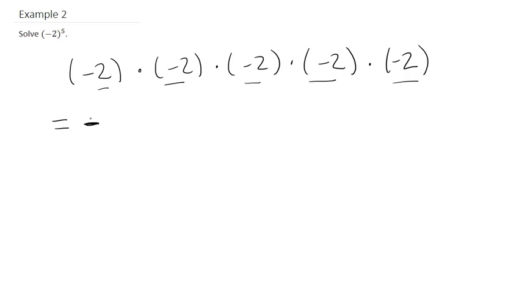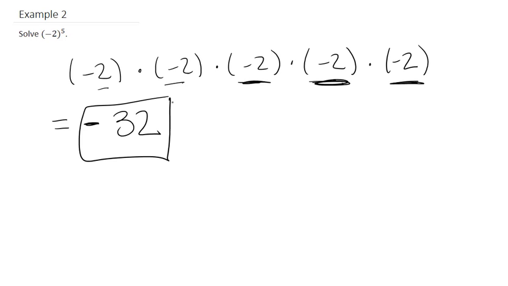Now we can deal with the numbers. So we have 2 times 2, which is 4. And then 4 times this 2 is 8. Then times this 2, so 8 times 2 is 16. And 16 times 2 is 32. So our answer is -32.